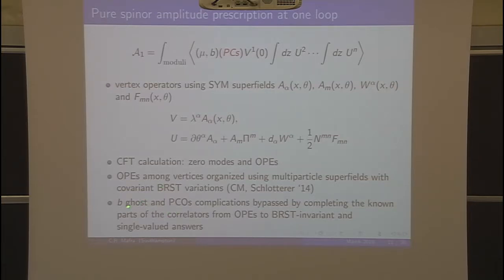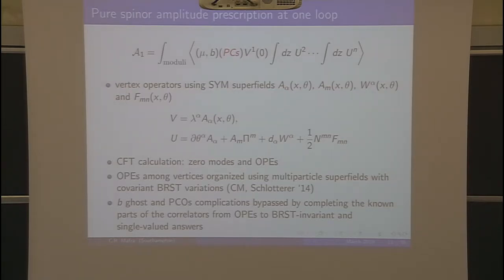And then all the complications from the BIGOs and the picture changing operators are more or less bypassed by completing the expressions that you get from the known parts of the correlators, using OPEs and all that. And then you complete that expression to something that is BRST invariant and single valued.